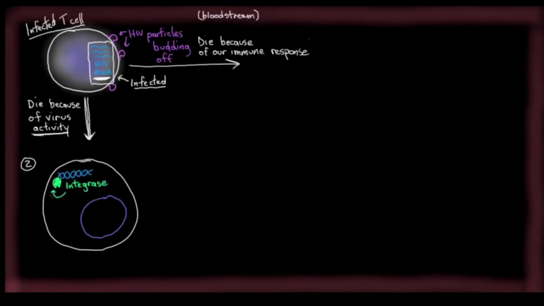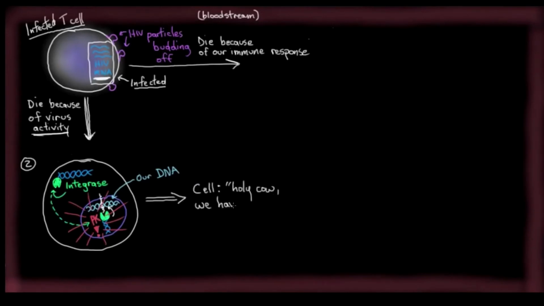The second way an infected T cell might die off, do you remember integrase? That's the HIV enzyme that will grab onto this viral DNA here, drag it into the nucleus, and then try to integrate it into our DNA. Well, sometimes while integrase is getting its integration on, our cell sort of catches on to what's happening, so to speak. And our cell catches on because we have another cellular sensor called DNA-PK that senses when there's a break in our DNA. So at this point, our sensor's triggered, right? And then our cell is like, holy cow, we have an HIV infection. And it goes on to, again, trigger a self-destruct sequence.